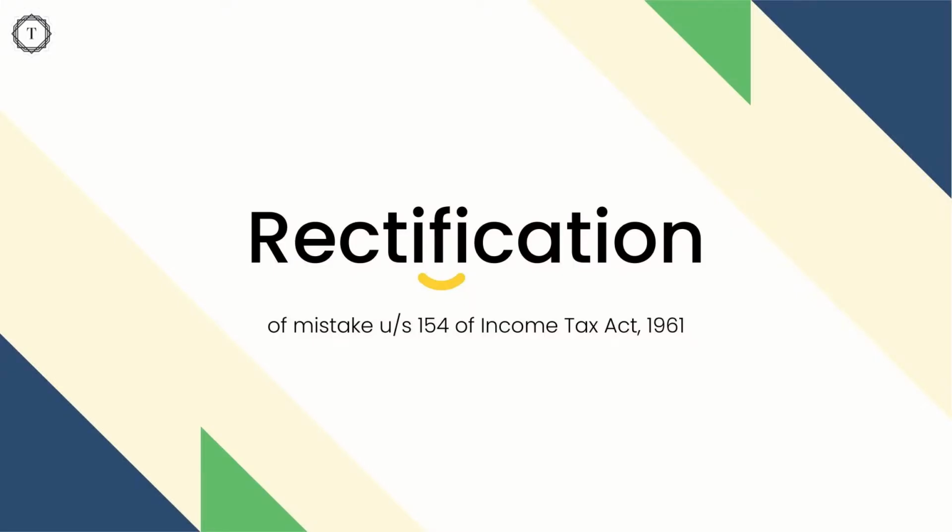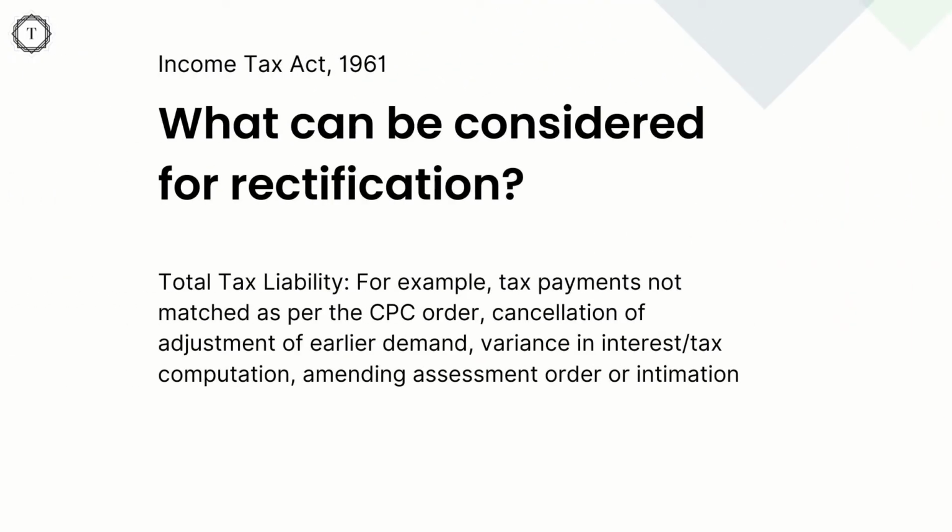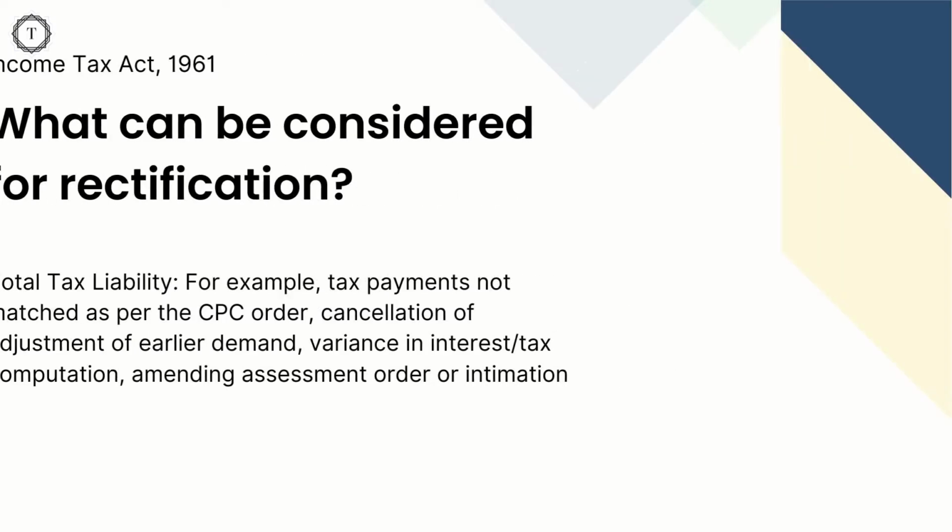You can submit a rectification request for errors in the processing of your income tax return by CPC. Only mistakes apparent from record are considered for rectification, such as: 1. Total tax liability. For example, tax payments not matched as per the CPC order, cancellation of adjustment of earlier demand, variance in interest, tax computation, amending assessment order or intimation.